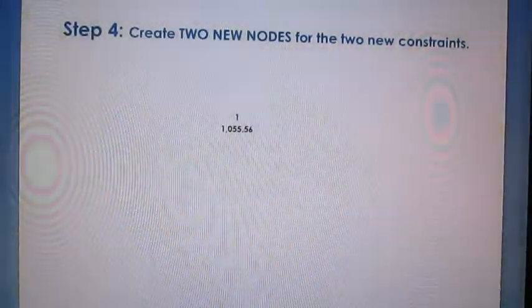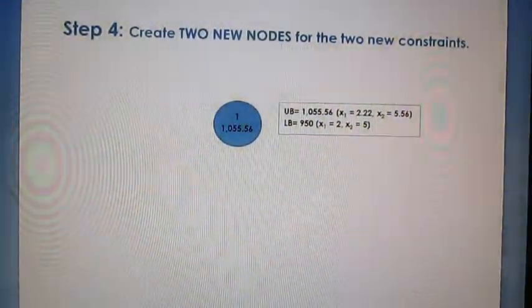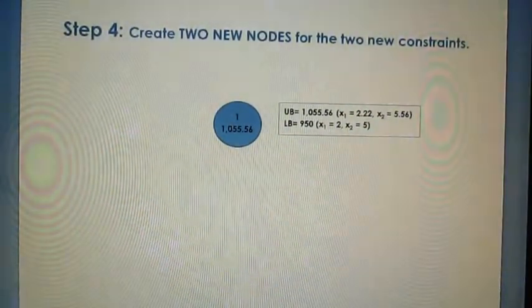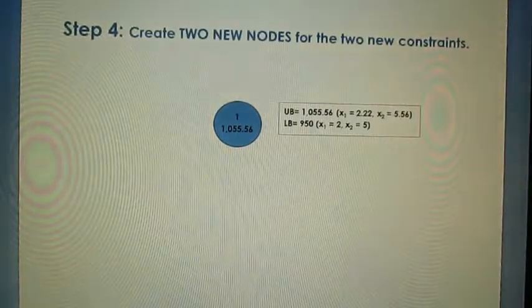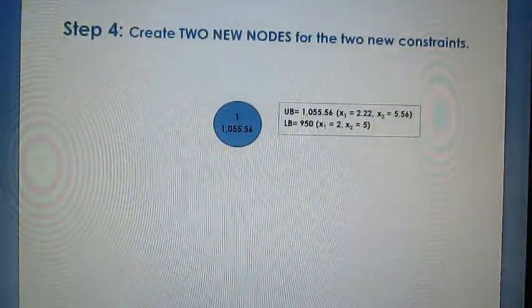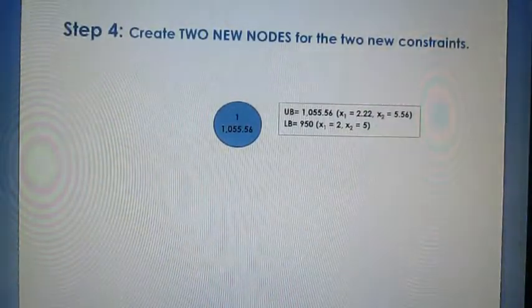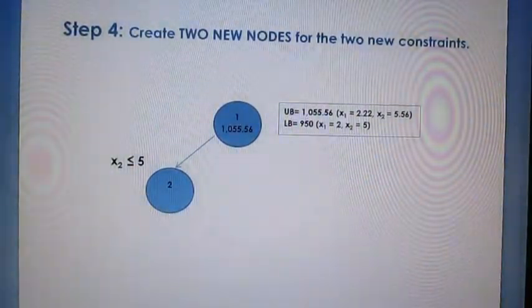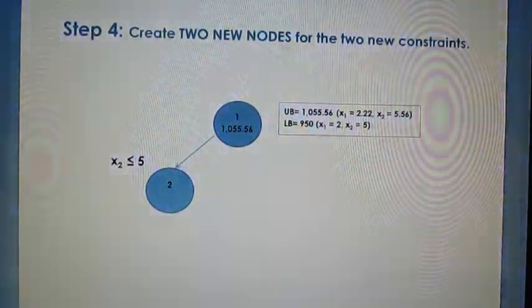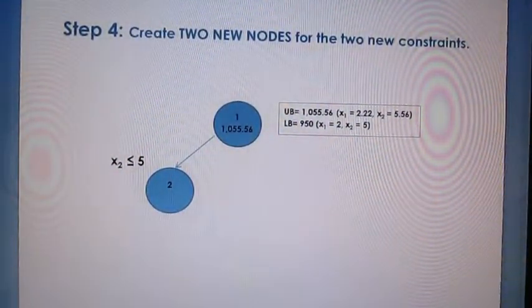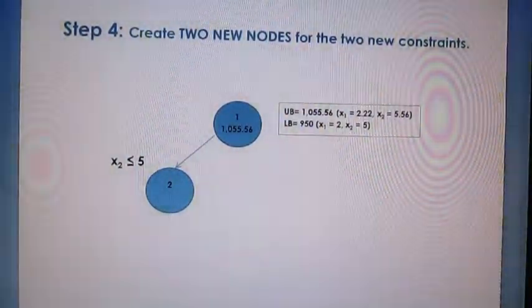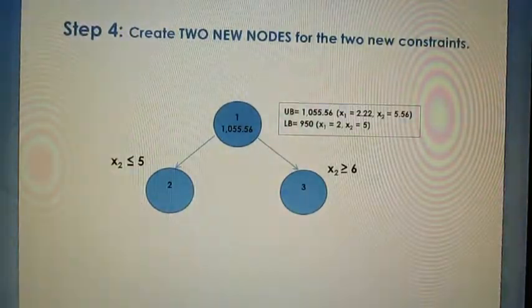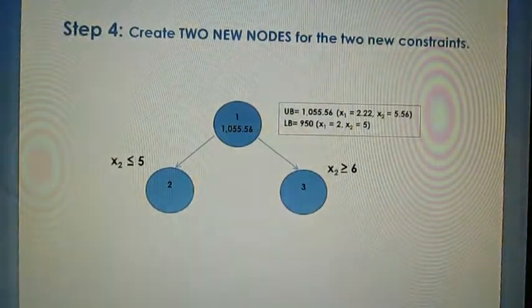Step 4. Create two new nodes for the two new constraints. Our first node has an upper bound of 1055.56 and a lower bound of 950. We are going to branch from this node using x sub 2 equals 5.56. Node 2 has the first constraint that x sub 2 must be less than or equal to 5. The third node represents that x sub 2 must be greater than or equal to 6.